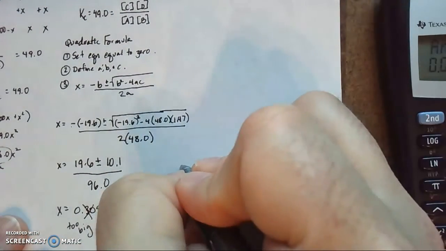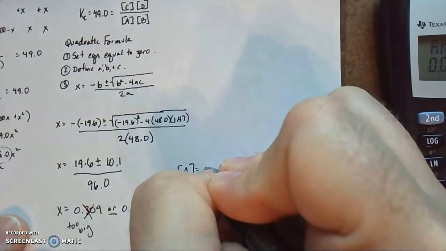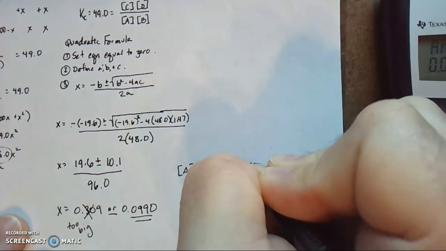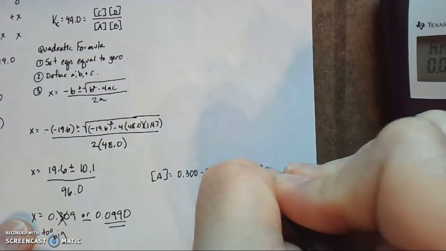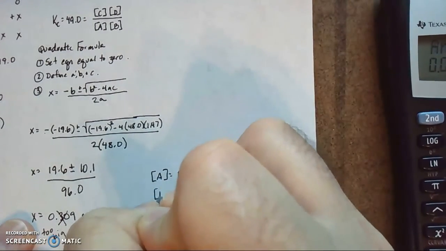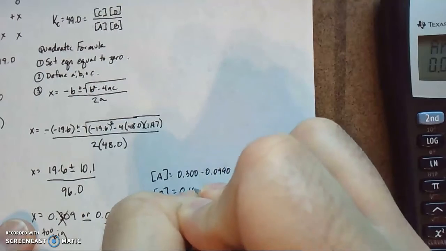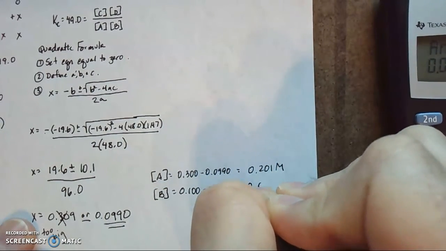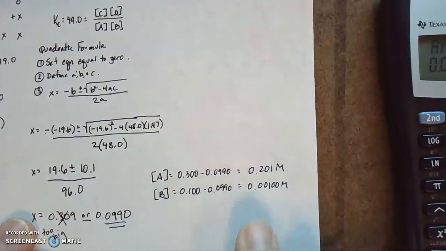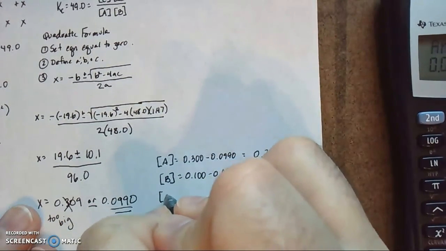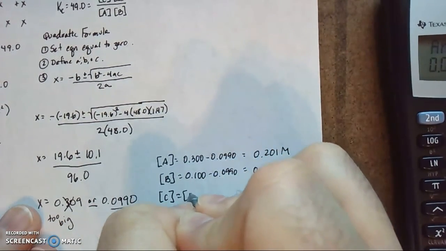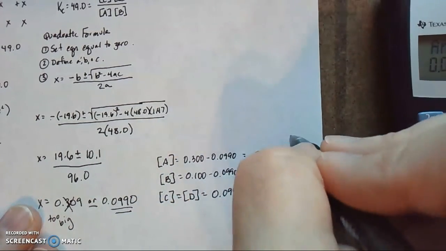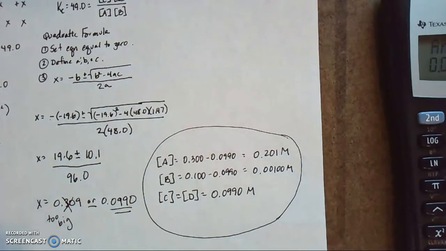And now we're going to substitute that back into a. So a was 0.300, and then we're going to take minus 0.0990. And that gives me 0.201 molar for A. For B, when I substitute it in, I get 0.00100 molar. So I have very little of B left. And C and D are equal to one another, and it is just X. So that's how much C and D I have.